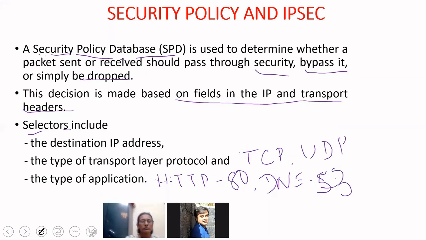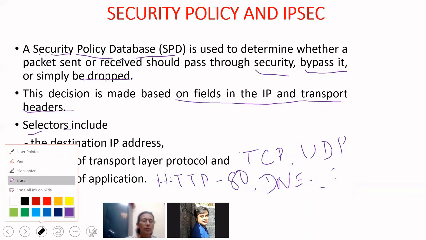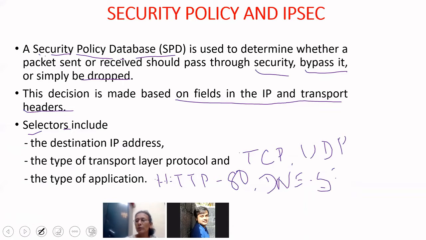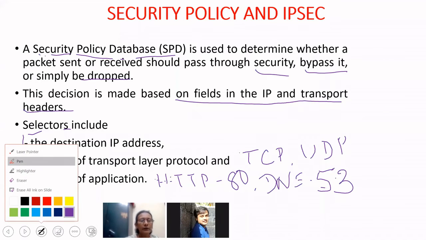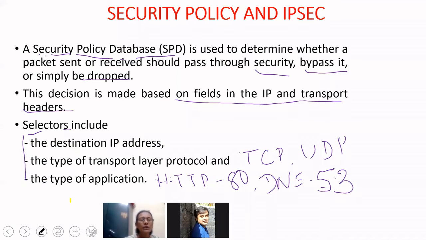Likewise, for FTP, it is either 20 or 21. For SMTP, it is 25. So depending on the port number, you know what the type of application is. Now, using all these fields, that is what we call selectors, we will use these to index into the security policy database. So these selectors will be used to index into the security policy database.